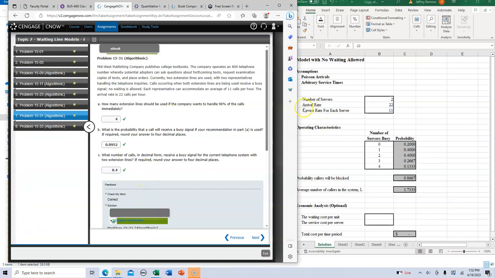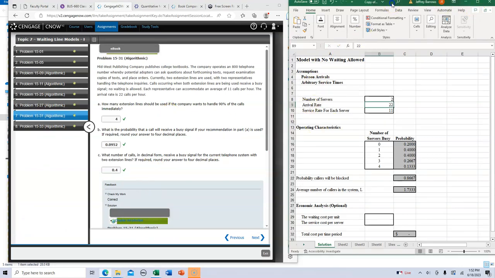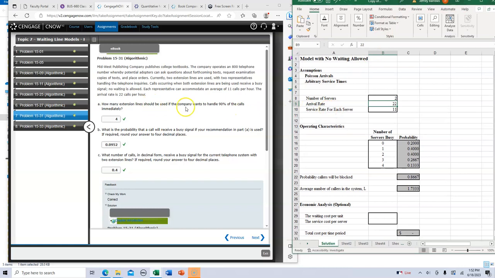So just as a reminder, the number of servers is 2. The total arrival rate is given as 22 calls per hour. And then the service rate for each server is 11 calls. And so that is the input in this situation. And then the operating characteristics, and this will align with the reading in the textbook.